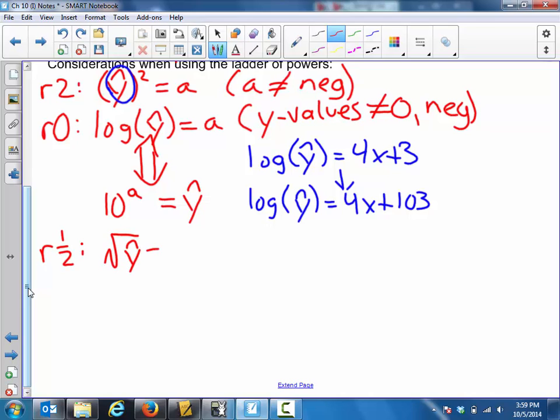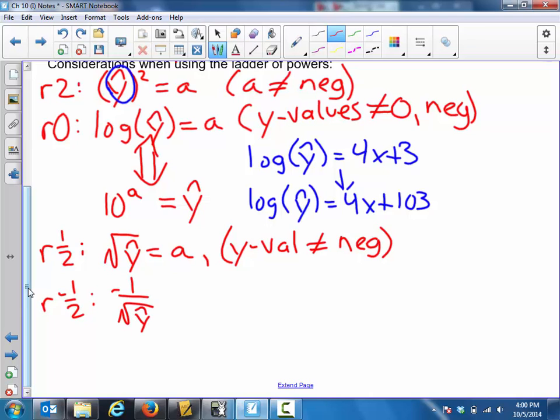Couple other things. If you are looking at rung 1/2, which would be the square root of y hat equal to some constant, here your y values again can't be equal to a negative. You cannot take the square root of a negative number. So there too, you would add something to all your y values when you're setting up your lists in your calculator, and that would fix the problem.